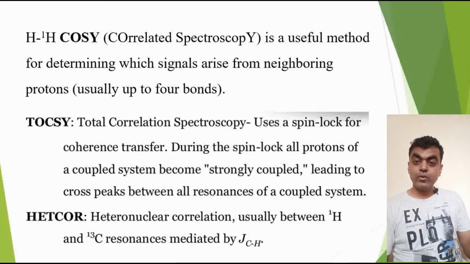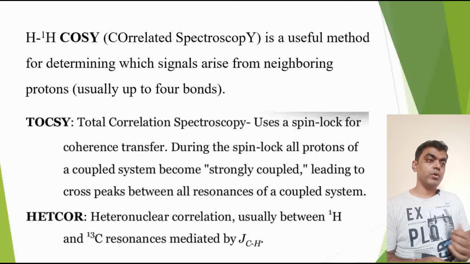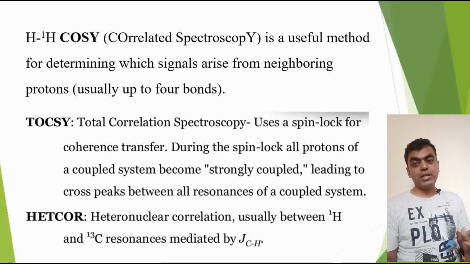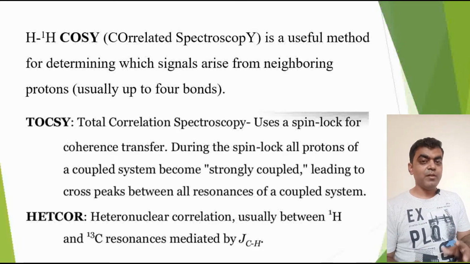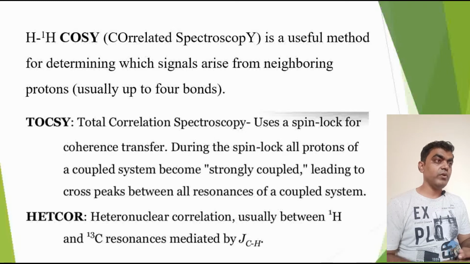Then comes heteronuclear. Again, heteronuclear, I think the most important thing is when you have both carbon as well as proton, and you are doing a heteronuclear correlation, usually between, as I said, a proton and C13 resonances, and it is mediated by J coupling, that is spin-spin coupling for carbon and nitrogen, carbon and proton. So this is for heteronuclear cases.